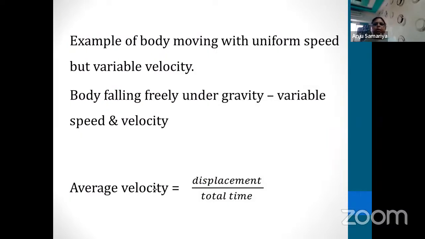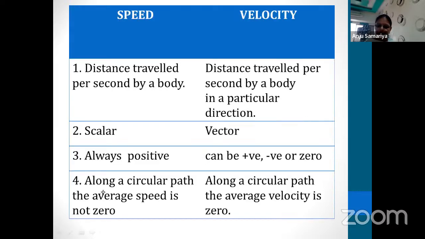Now, example of a body moving with variable speed and variable velocity. So a body falling freely under gravity, the speed also changes and velocity also changes. Because under the gravity, always what happens? The velocity is increasing.